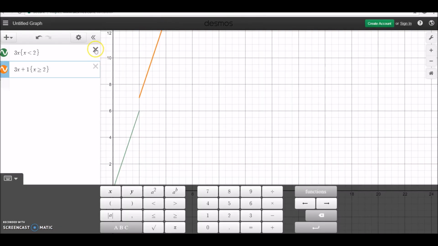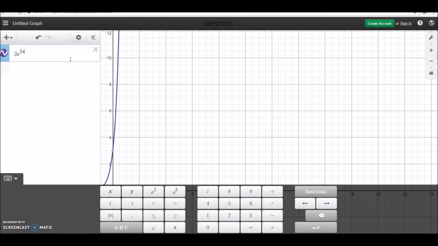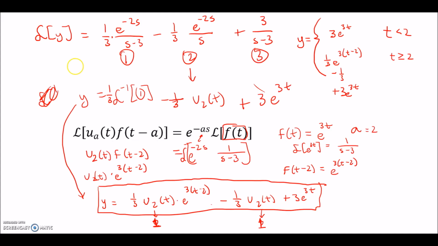And let's do this. So we'll clear these out. And I know that the function is 3e to the 3x, curly bracket, x less than 2. And I'm going to go 0 less than or equal to x less than 2 because I'm going to start at time 2. And I'm going to go to the next component, which is 3e to the 3x minus 1/3. Oh, wait, I'm going to put that term last. Jump back over here.